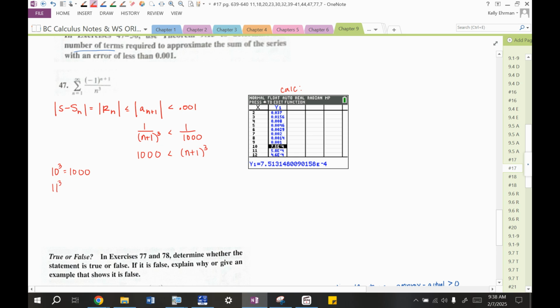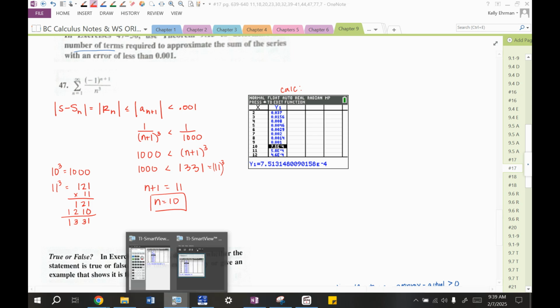Now, I don't necessarily need to know what 11 cubed is, but we might as well. 11 squared is 121. I think sometimes we forget how to do this stuff. It's easy to multiply something by 11. Good practice to make sure you remember all of these elementary math skills. So yeah, 1,000 is less than 1,331. And I got that by saying n+1 needs to be 11 because I need to have 11 to the third power. So that means that n should be 10. I need to use 10 terms to get a small enough error that I'm satisfied with.